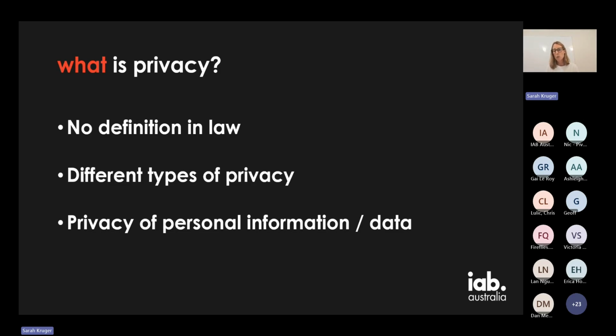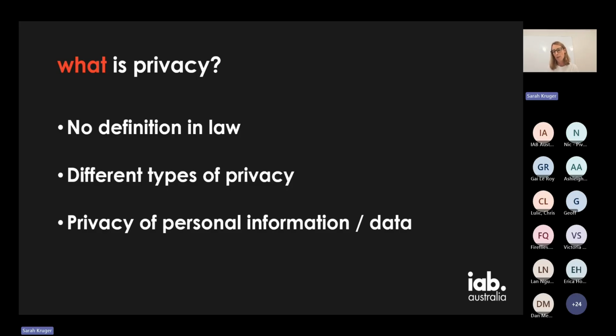The type of privacy we are interested in, as businesses that use digital advertising, is privacy of personal information and data. Europe, by the way, tends to talk about data protection, but we tend to call it privacy in Australia. It's the same thing. Now, there are many different types of privacy, and it's worth just briefly thinking about the other types, just because I think it helps you to understand that context and consent are really key.